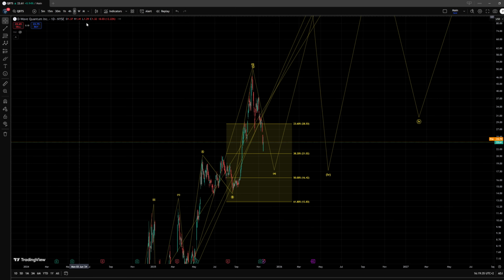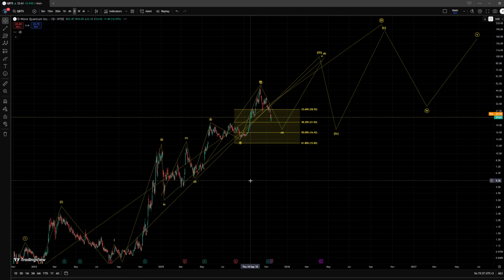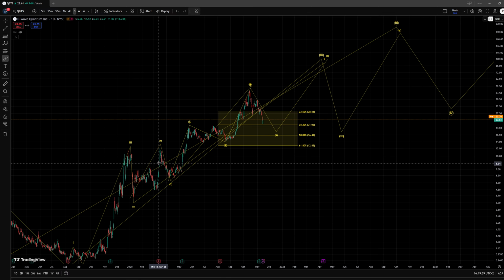Now, this is not what we necessarily are looking for, considering that within this wave 2 correction, it was quite quick, quite sharp in its completion, but at this point I would have liked to also see this wave correction complete as well.